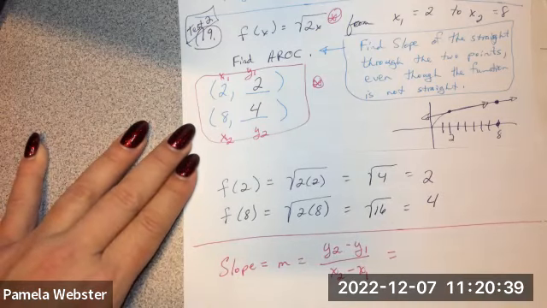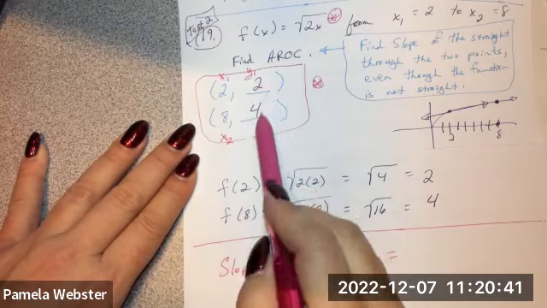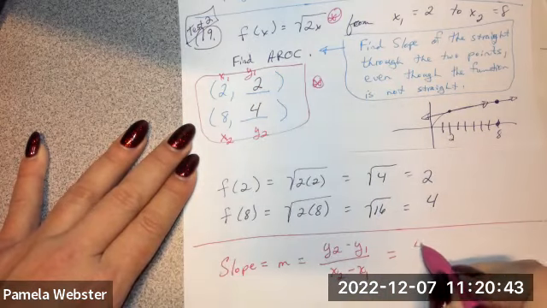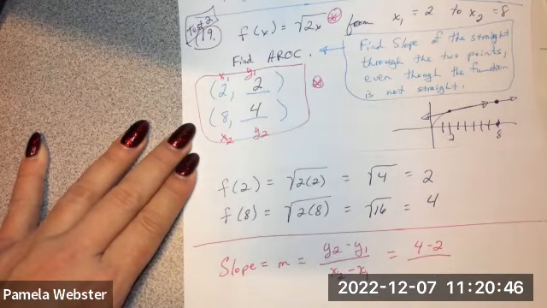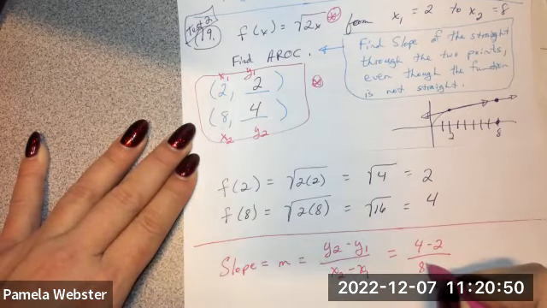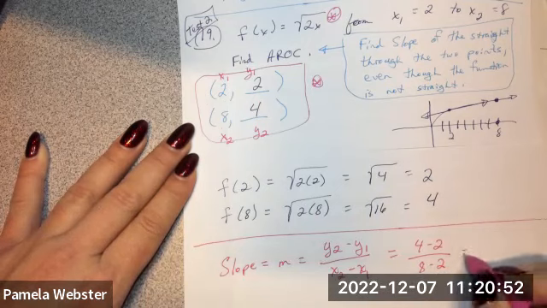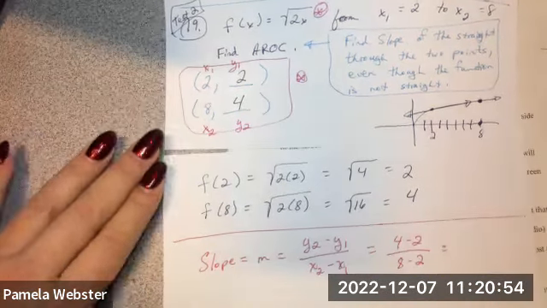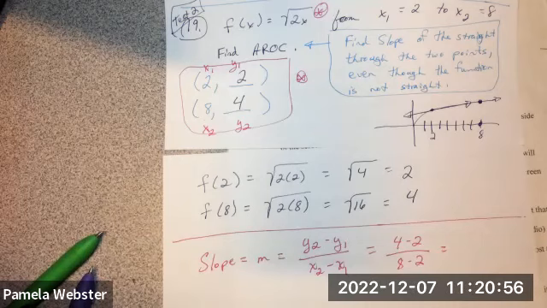All right, so plugging in, the Y2 minus Y1 is going to be 4 minus 2. And then the X2 minus X1 is going to be 8 minus 2. And remember, it doesn't really matter which one you call your first point and your second point as long as you're consistent. You always start with the same point. So I started with the 4 here.